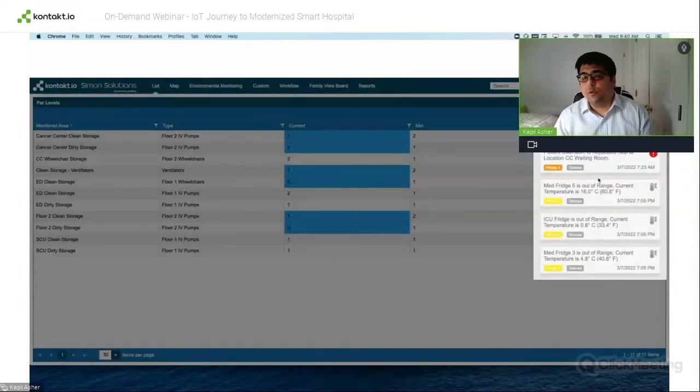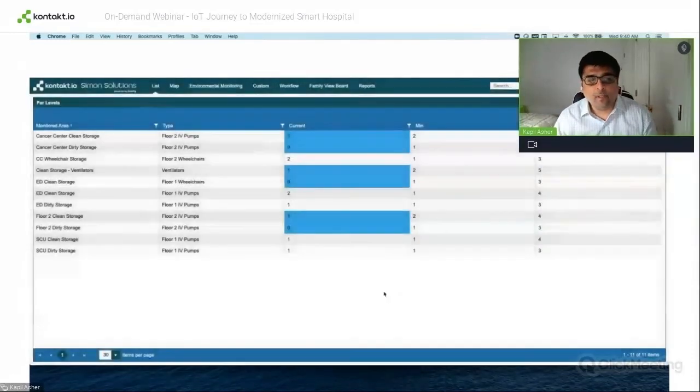So you can actually go in and interact with the notification. You can say, yes, I accept this job. I have restocked this unit and now I'm finishing my job. Or if you want to escalate it to another team member, you can do that on the interactive notifications as well.